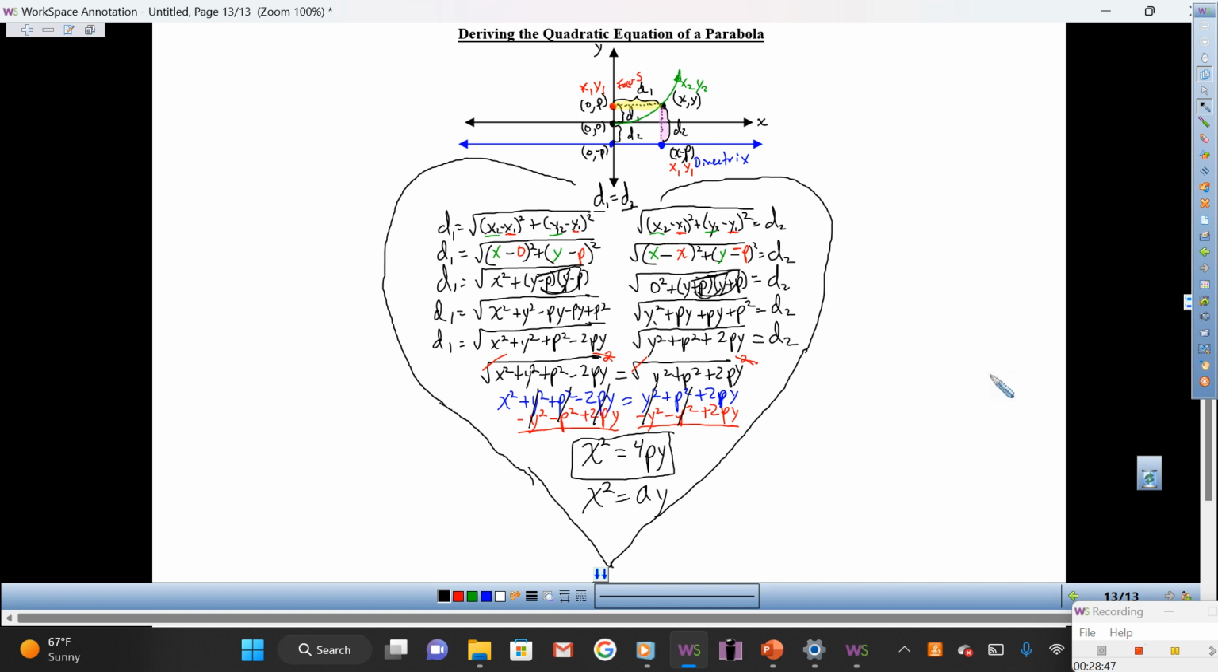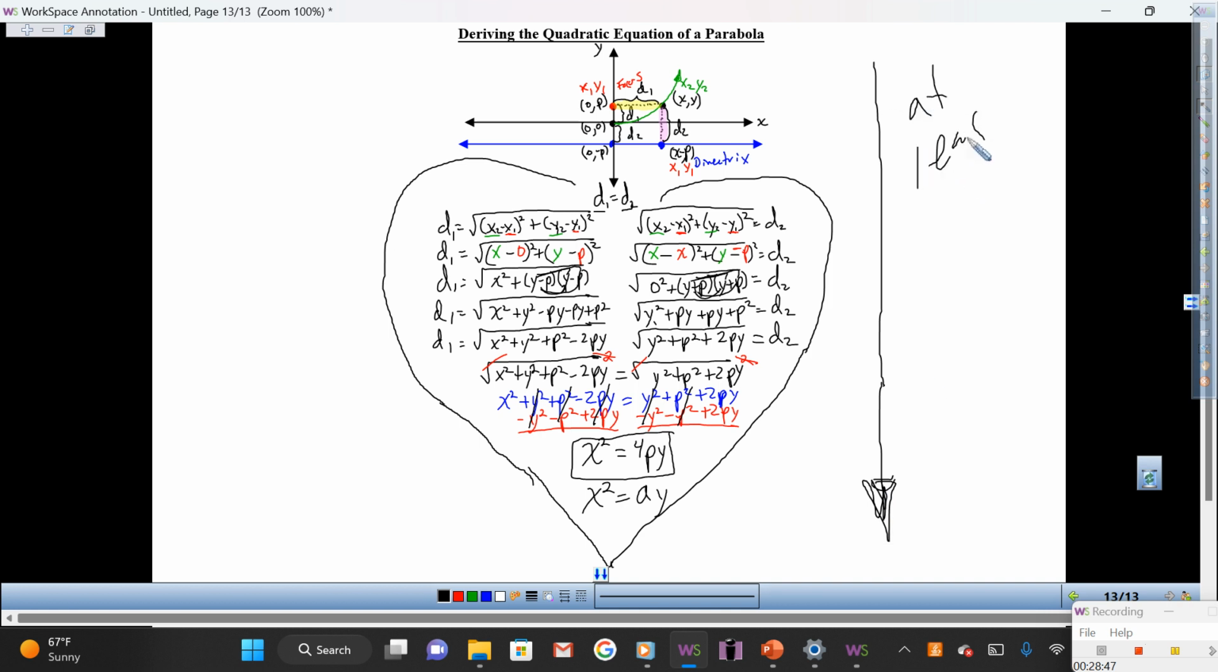So, what's your home plate for tonight? You need to memorize this all the way down. That's why you need to do at least 4 of these, or times 4. If you need more, then do more. All right? I'll stop the video right here.